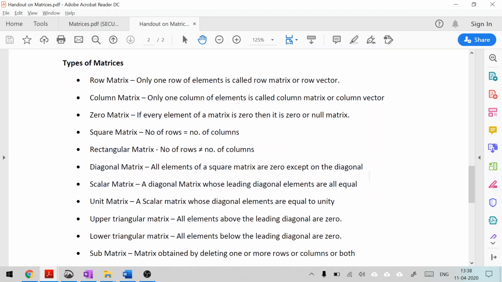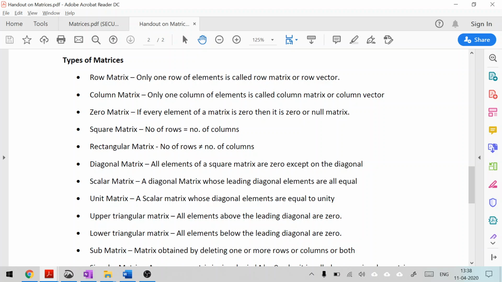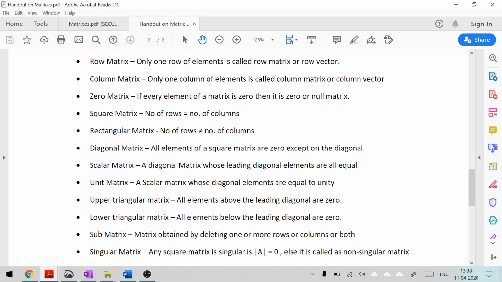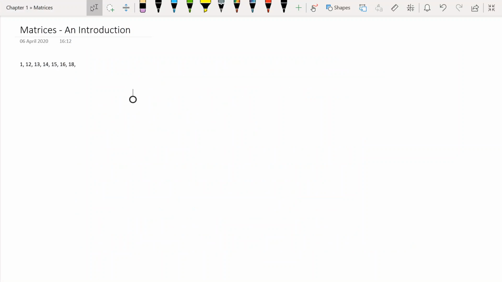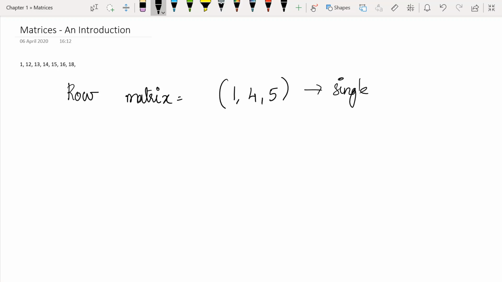Now let us go to the different types of matrices. I have listed down everything here, all the things that you need to know for answering the multiple choice. What is a row matrix? A row matrix has only one row. Let me write here and show you. A row matrix is something like this: 1, 4, 5, a single row. Similarly, what is a column matrix? You have a single column: 1, 4, 5, only one column.